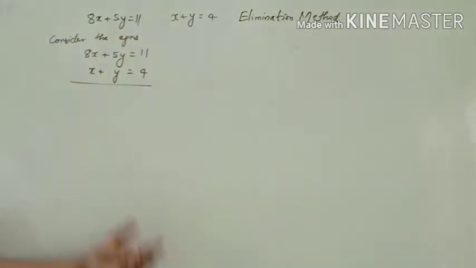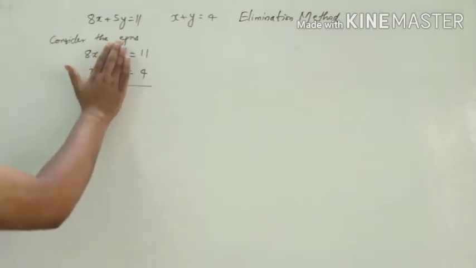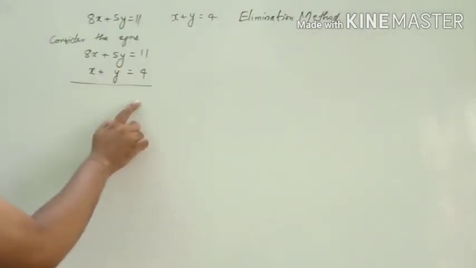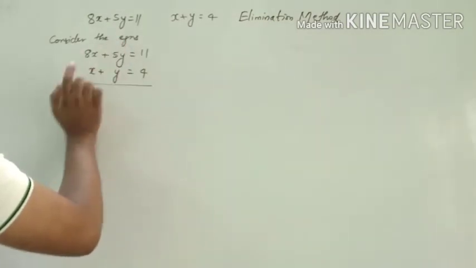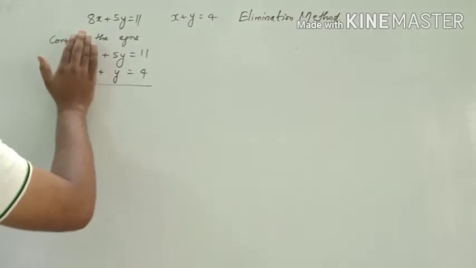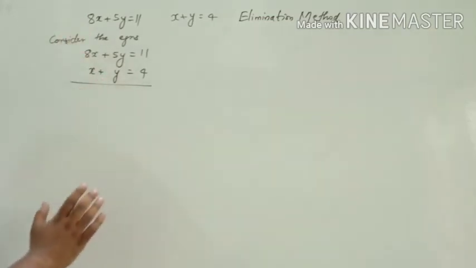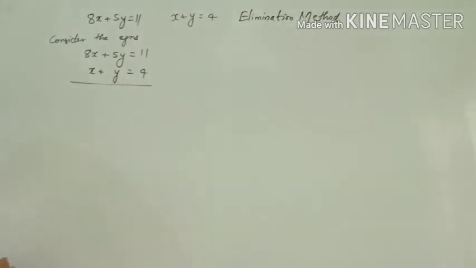So now here if we observe, the overall intention in this method is I need to eliminate any one thing, either x or y. If I eliminate that, then it will be very easy for me to solve the variable. If I, for example, eliminate y, I'll be getting the x value, it will be very easy. Or if I eliminate x, I'll be getting the y value very easily. That is the overall intention and motive of this method, that is the elimination method.